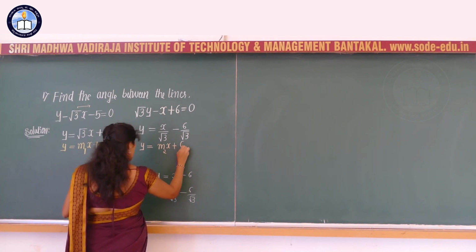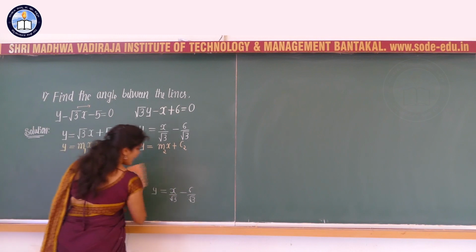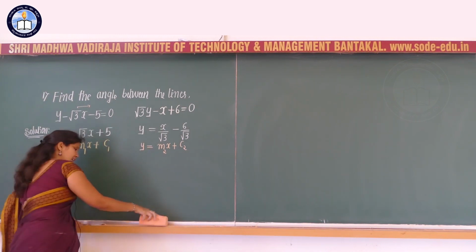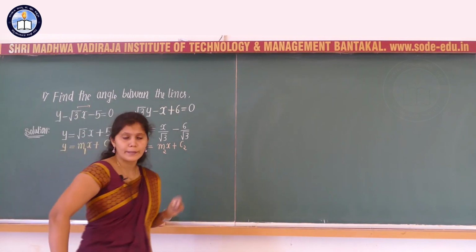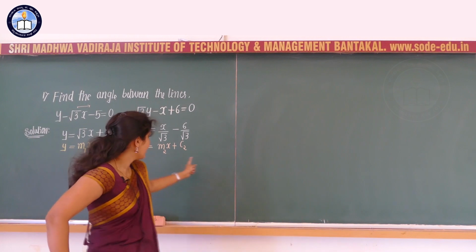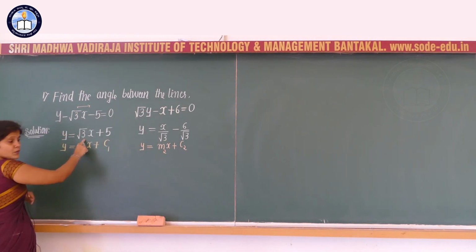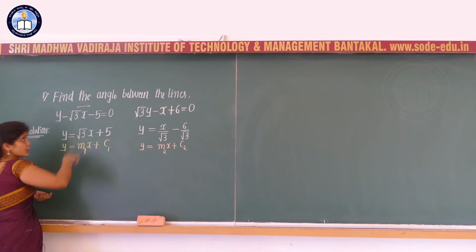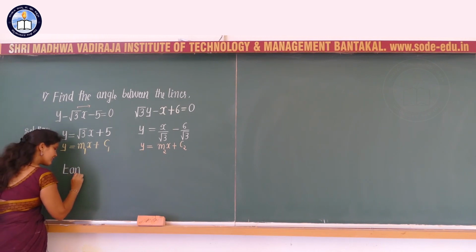And again this is present in the form of y is equal to m2 into x plus the constant c2. So after writing these two equations in the form of y is equal to mx plus c, we can get the values of m1 and m2. What is the value of m1? Root 3. What is the value of m2? That is 1 divided by root 3. So we need to find the angle between the two lines, that is, tan theta is given by the formula.